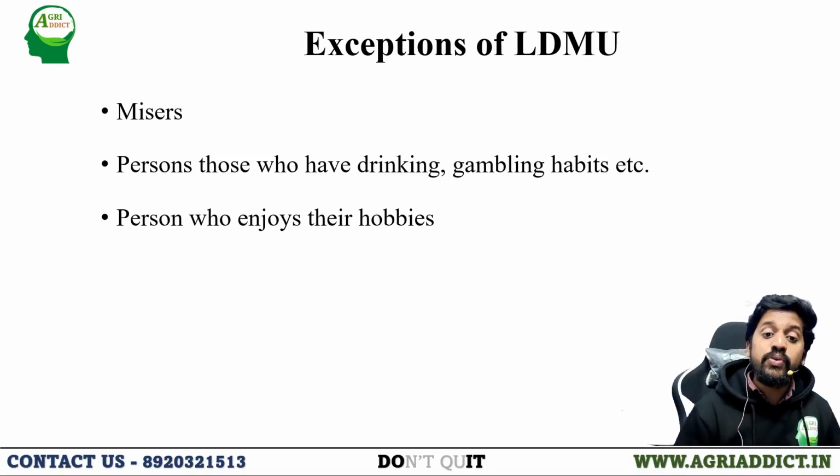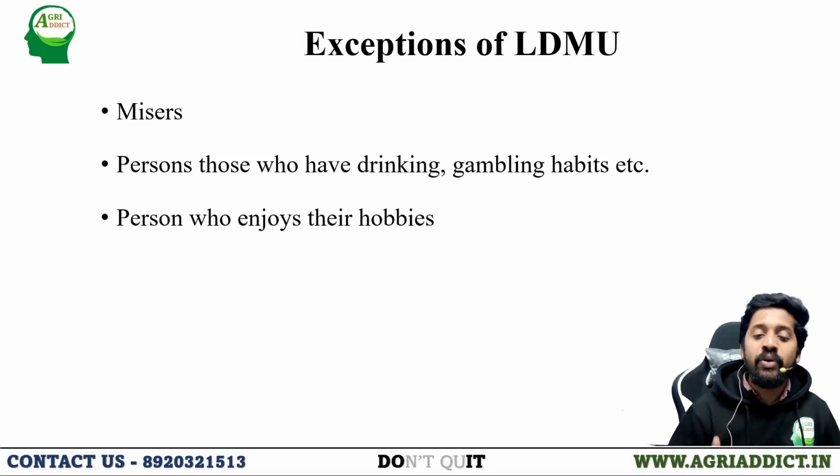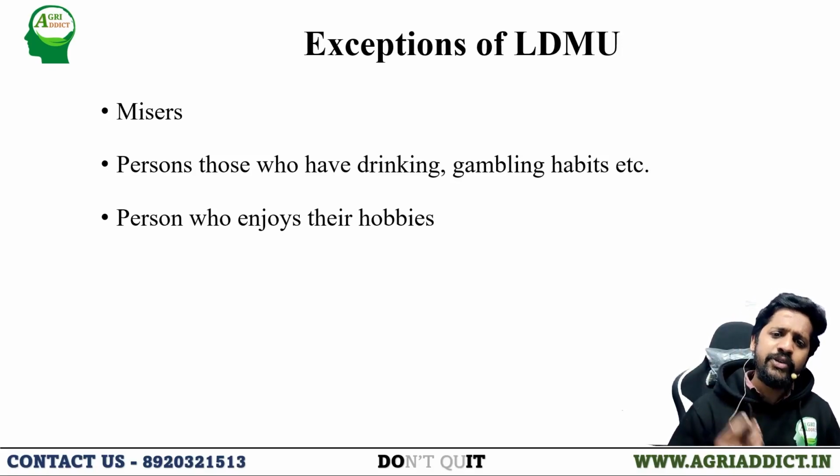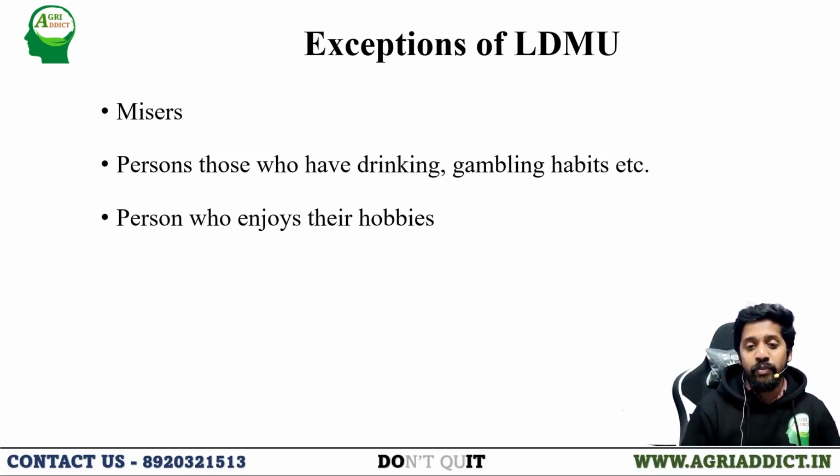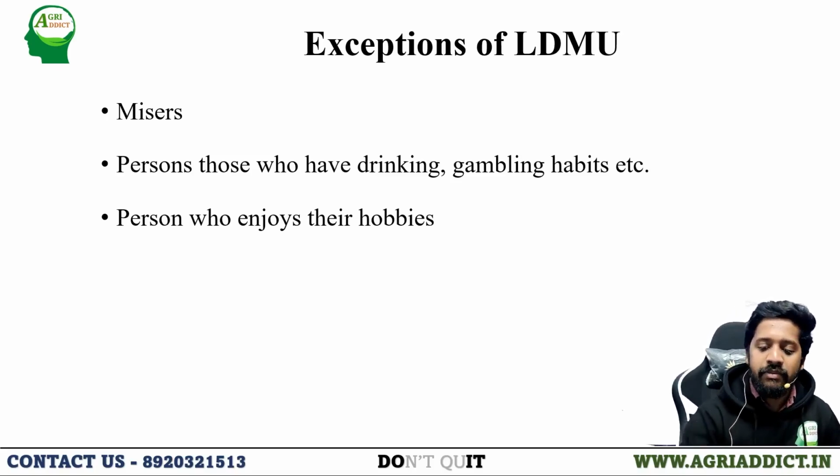And for those persons who have drinking, gambling habits, etc., it might not work, because the more they drink, or the more they gamble, they get a certain high. So the more they consume it, the utility level they have will increase. So the law will not work for persons with drinking, gambling habits. What happens to persons who enjoy their hobbies? Suppose I am a person who is fond of reading, the more I read, the more happiness I get, right? Or I will be more satisfied. So in the case of hobbies also, the law might not work. So these are the exceptions of this law of diminishing marginal utility.